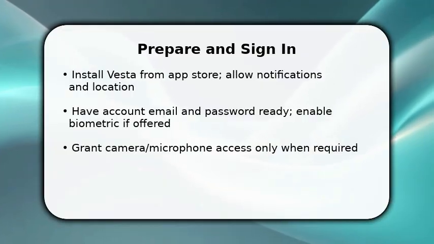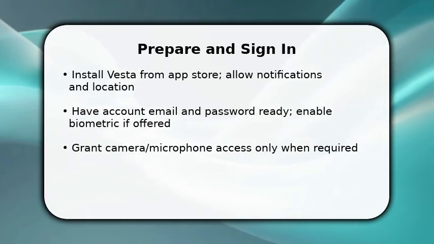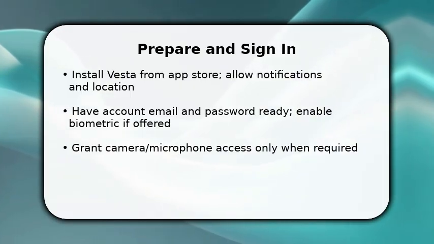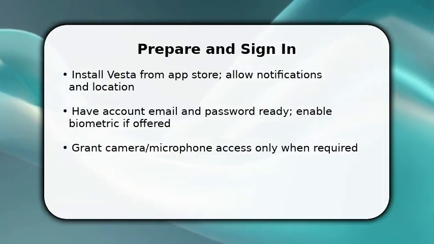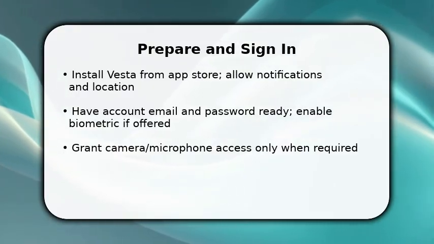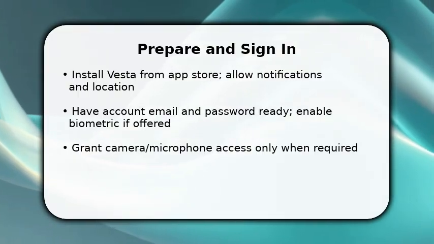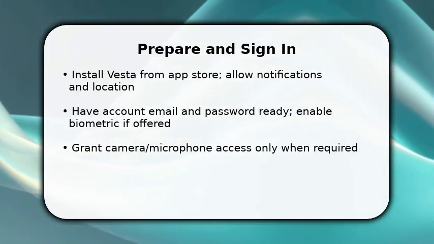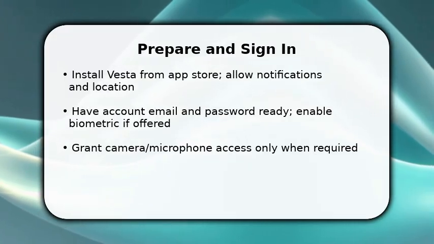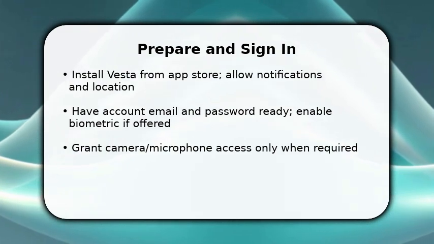You start by preparing essentials. Install Vesta and grant the minimal permissions when prompted so core features work. Sign in with your account email and password. Once signed in, enable biometric login for faster access and extra security. Make sure notifications and location are allowed if you want live alerts and local suggestions, otherwise skip them to preserve battery. This first step gets you inside the app quickly and prevents permission roadblocks later, so you can move straight into setting up your workspace.